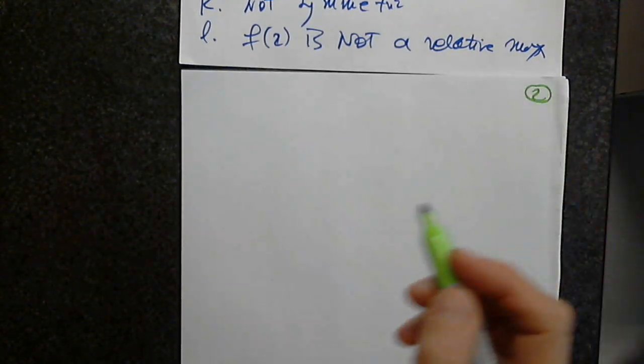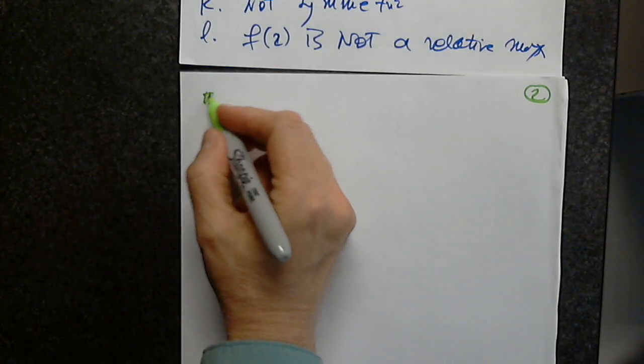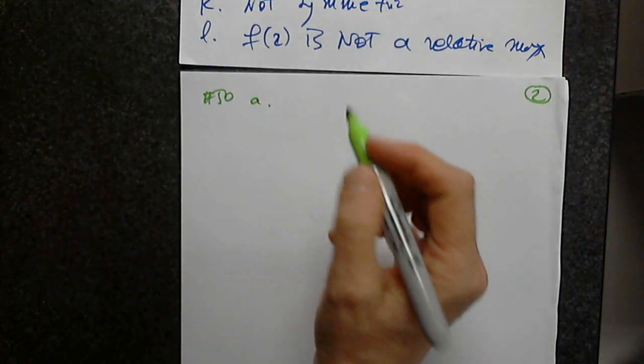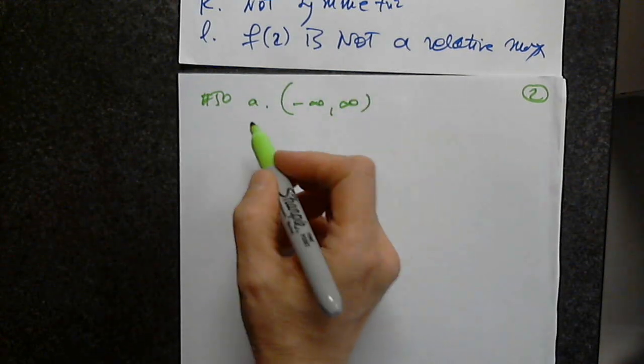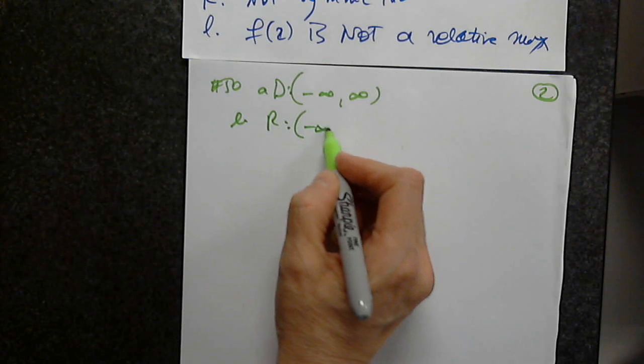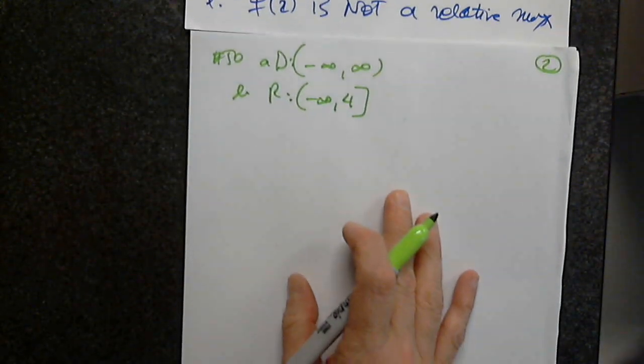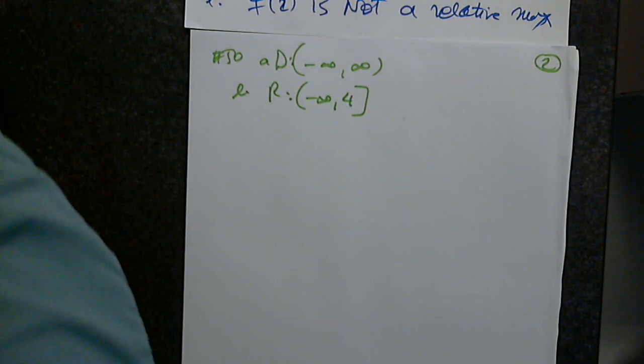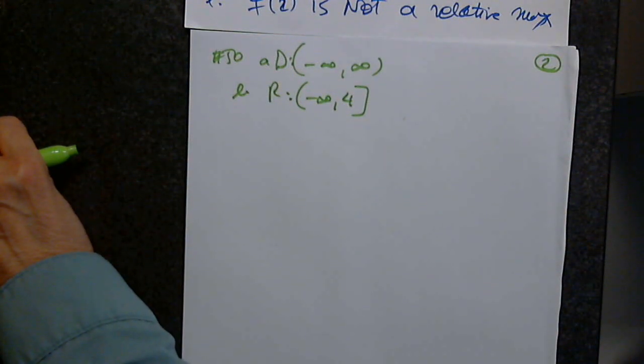Here's what we have. And this was 50. Part A, we had -infinity to infinity. That's the domain. Part B, the range was -infinity to 4. Oh, yes, of course. I'm sorry.